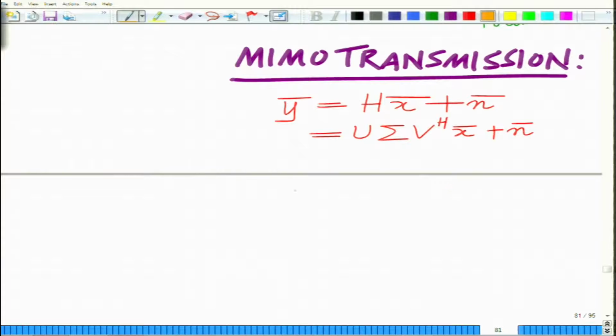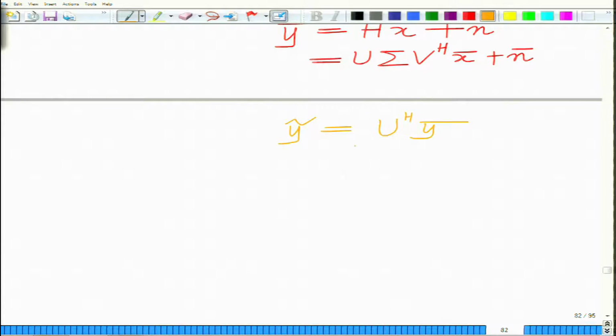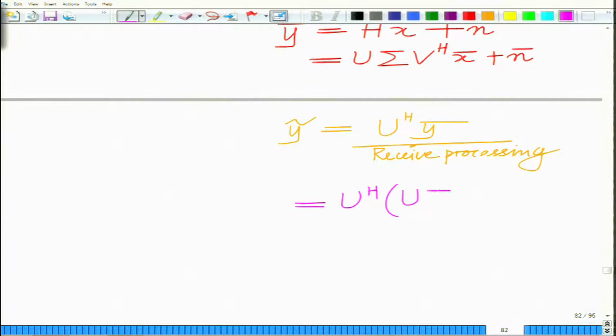Now, what I am going to do in step 1, at the receiver, is process with U Hermitian. So, I am going to multiply y bar with U Hermitian to get y tilde. This is my receive processing. So, y tilde equals U Hermitian times, let us substitute the expression for y bar, which is U Sigma V Hermitian, that is H, times x bar.